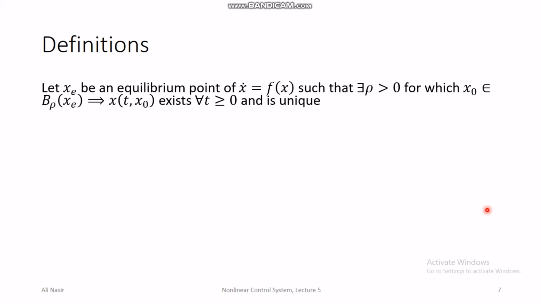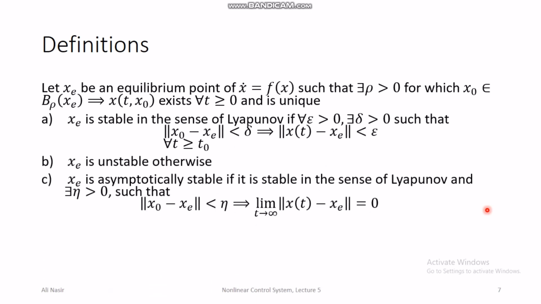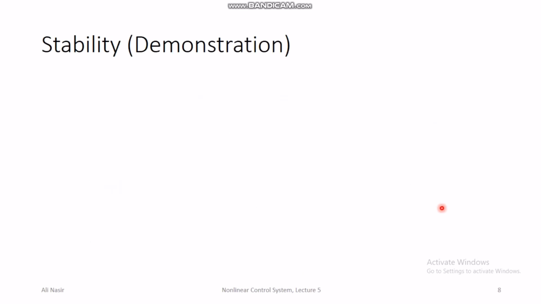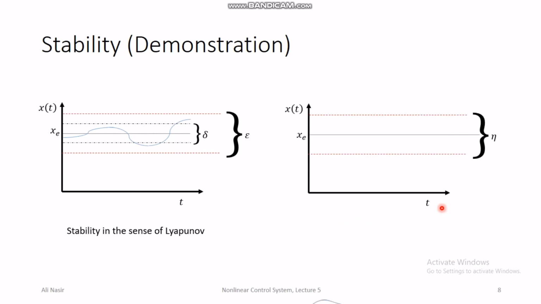And then we defined the stability in the sense of Lyapunov by the epsilon-delta definition. And then we defined the asymptotic stability, which is stability plus attractivity. And then there is a remark that linear systems cannot have attractivity without stability, but nonlinear systems can have attractivity without stability. Then we looked at the graphical demonstration of the stability definition and the asymptotic stability definition.